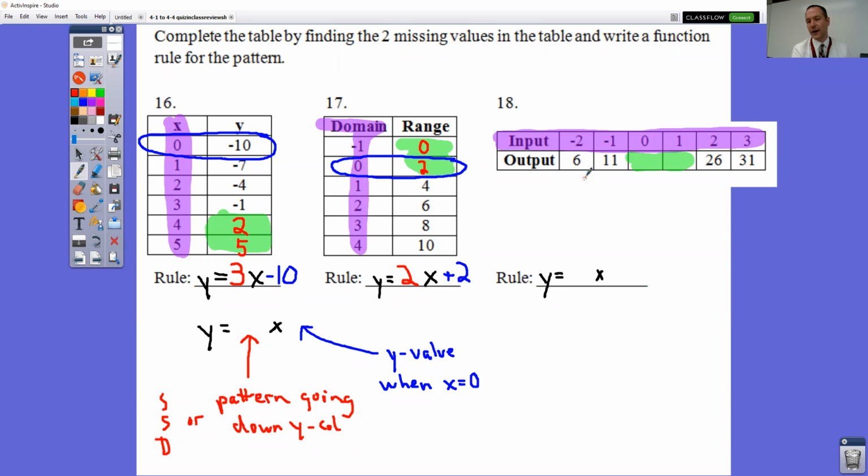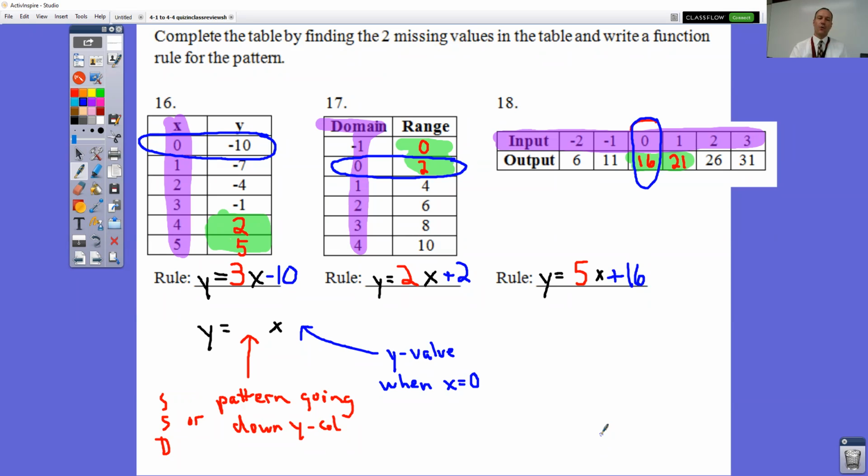In number 18, going down the y column is the same thing as going to the right. So how do you get from 6 to 11? Well, we're adding by 5. If we keep on adding by 5, we would have 16 and 21. When x equals 0, y is 16. So we have a plus 16 here.